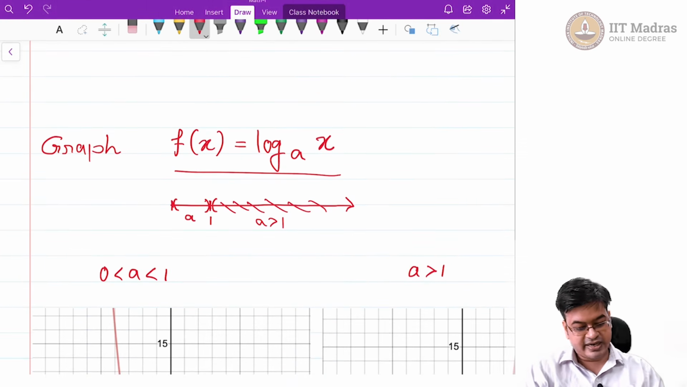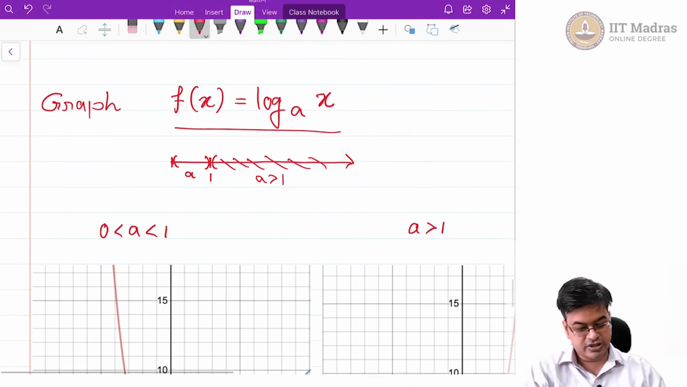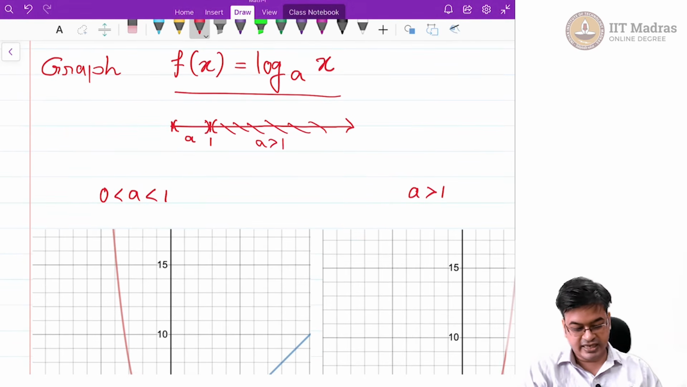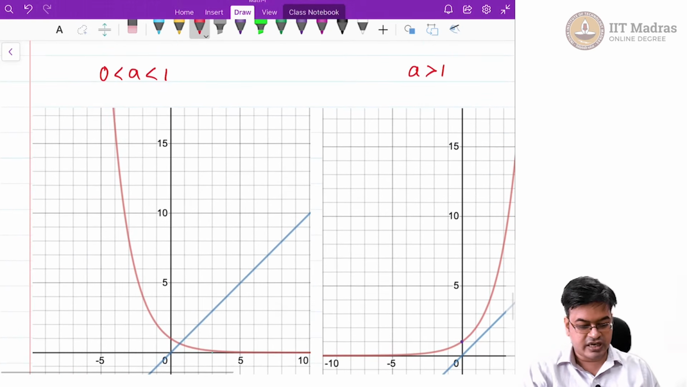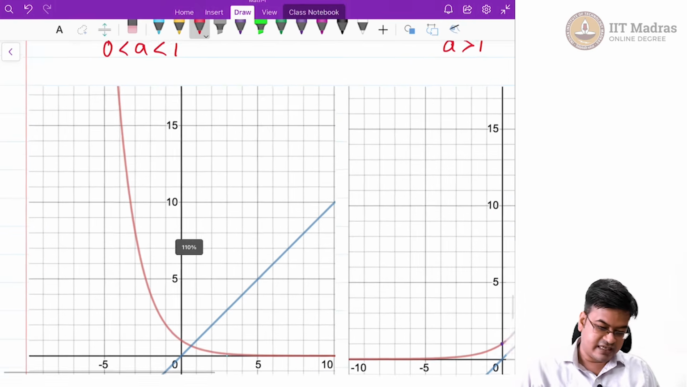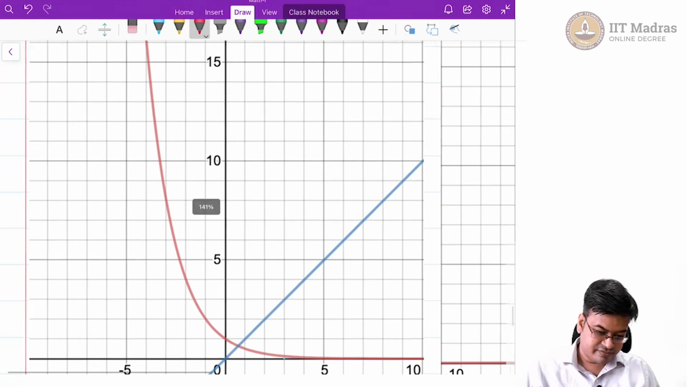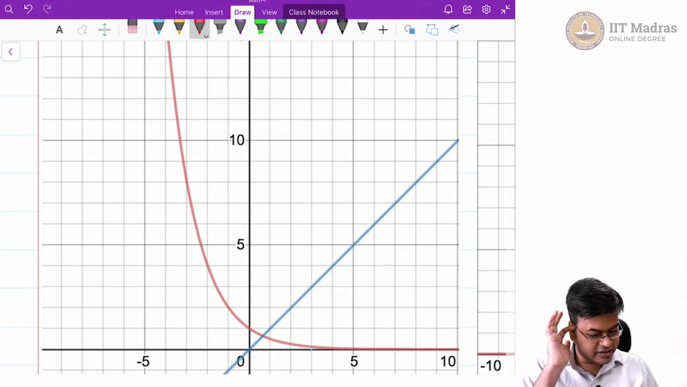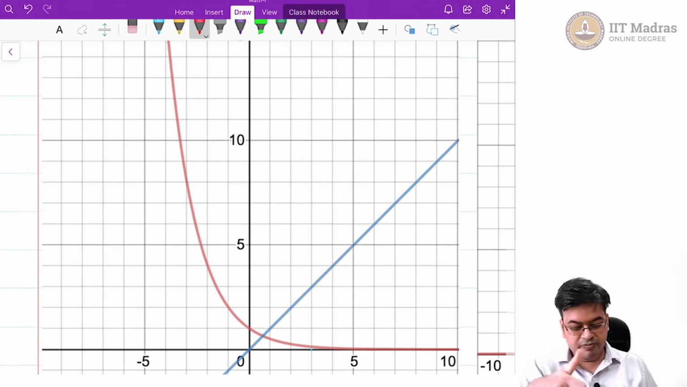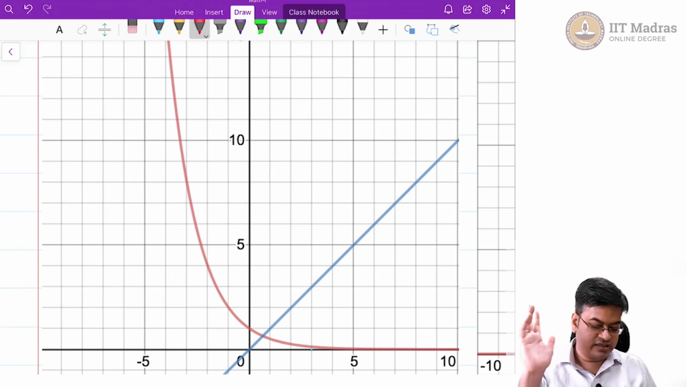So let us look at the exponential function first, when 0 is less than a is less than 1, and a is greater than 1. Okay, so this is the graph when 0 is less than a is less than 1. Now I have made it big enough so that you can understand better, and the blue line is the line y equal to x.